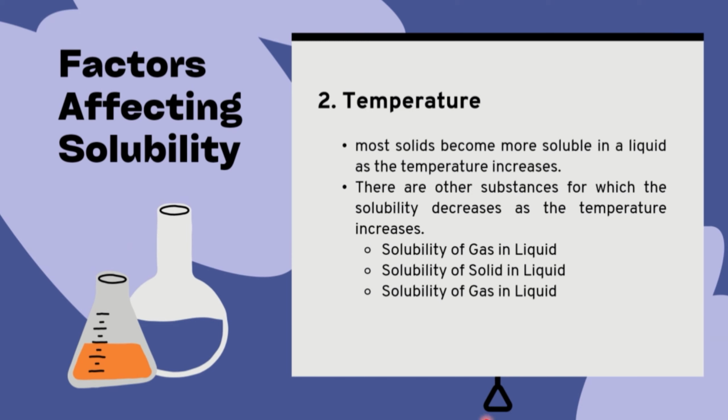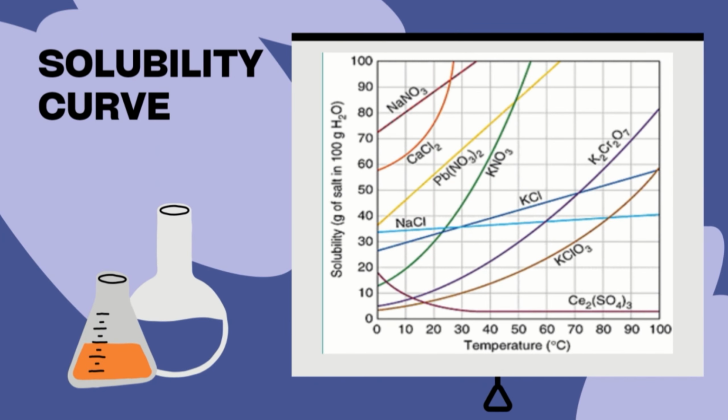Second would be the temperature. Most solids become more soluble in a liquid as the temperature increases, and there are other substances for which the solubility decreases as the temperature increases. We have the solubility of gas in liquid, solubility of solid in liquid, and solubility of gas in liquid. We have this solubility curve that we'll eventually use in the problem solving later.